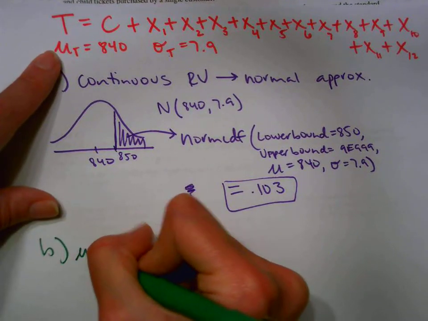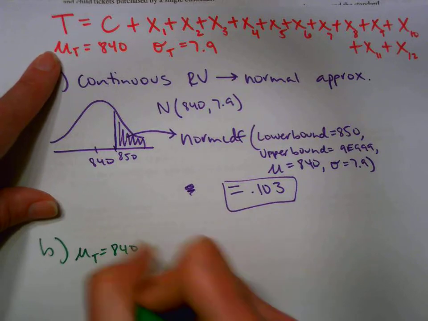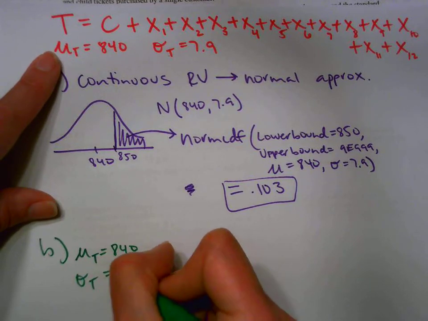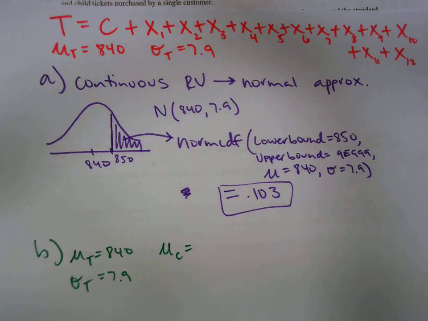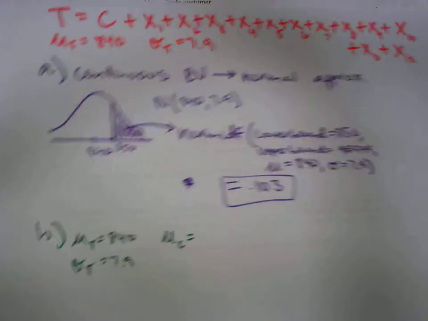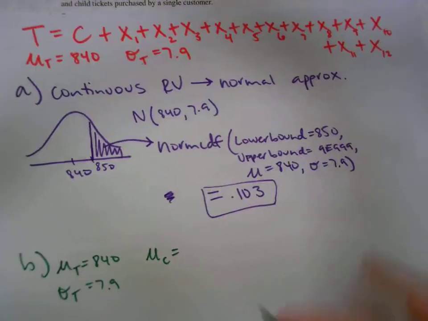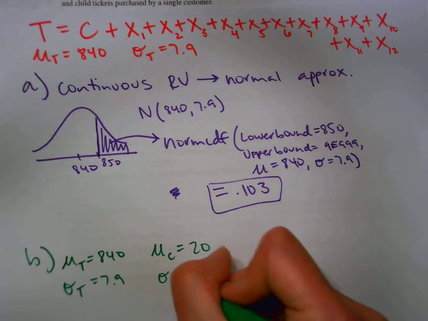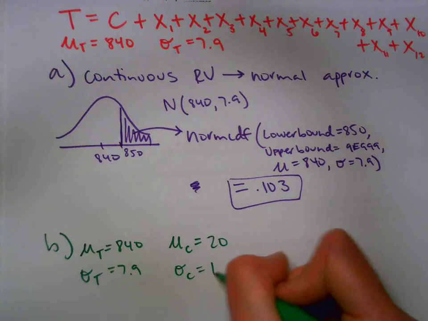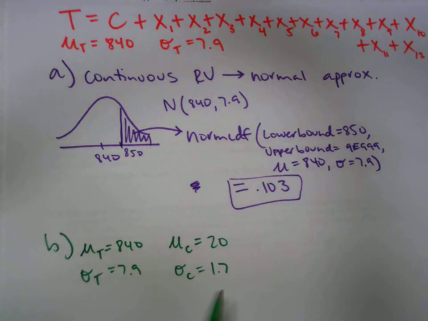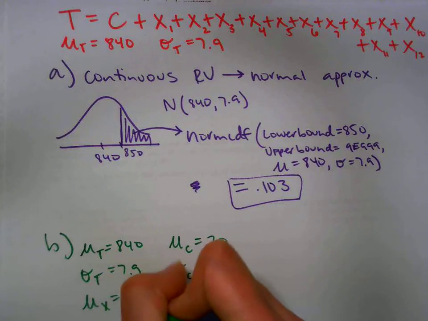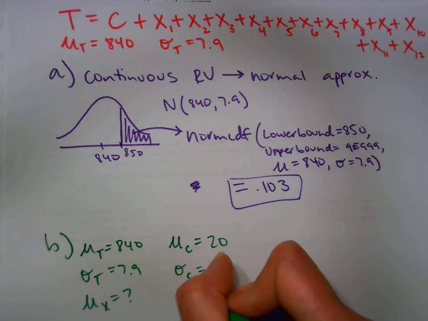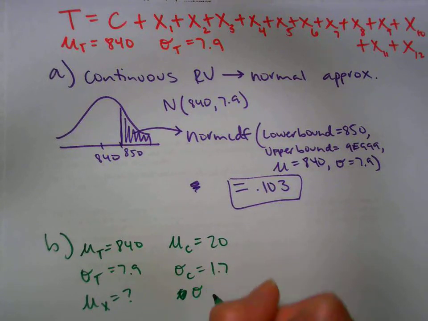The mean of the total was 840. Standard deviation of the total was 7.9. Now we know the mean of the cardboard container, C, was 20. And the standard deviation of the cardboard container was 1.7. Now we are going to be solving for the mean of x and the standard deviation of x.